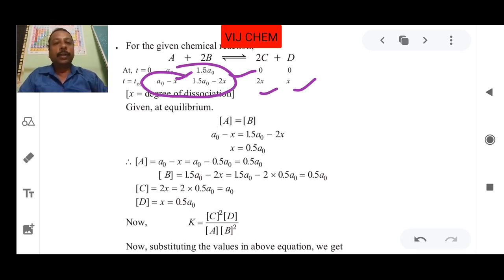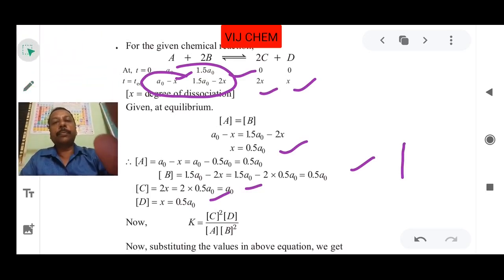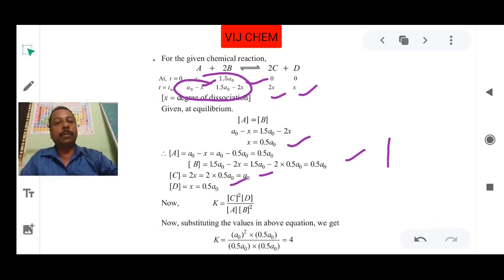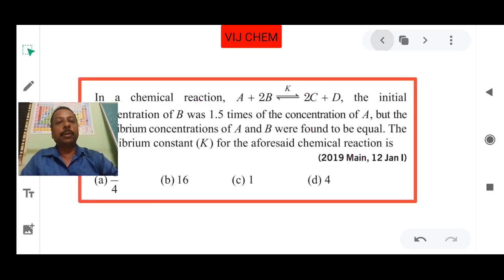Once you know the x, you can substitute in the concentrations. So all concentrations are calculated in terms of the A naught only. Now after that, what is K here? K is C square into D divided by A into B square. After substituting in that formula, we are getting K equal to 4. Is it understood? So which option is correct? D option is correct according to the question.